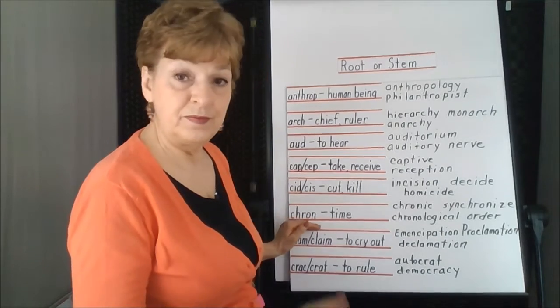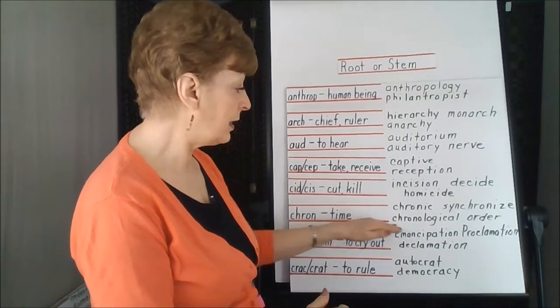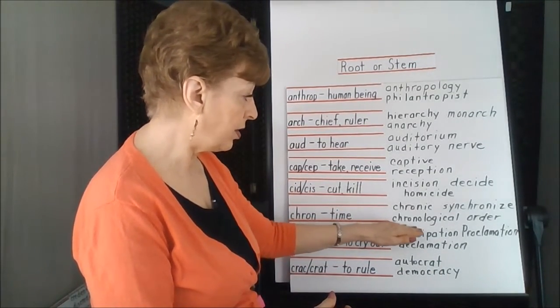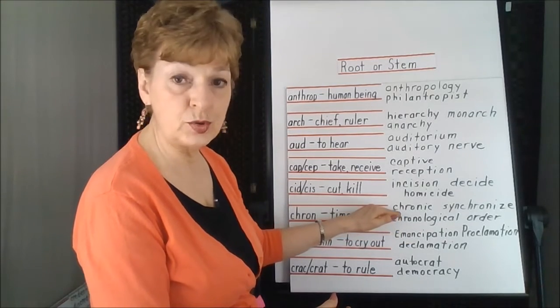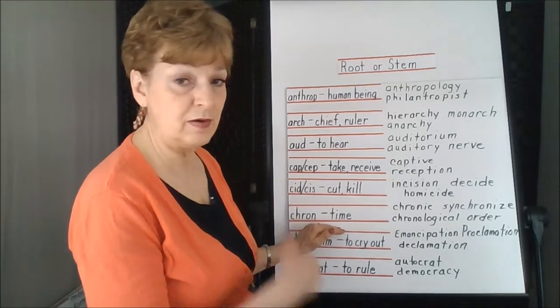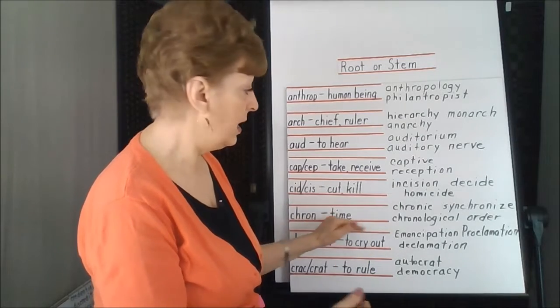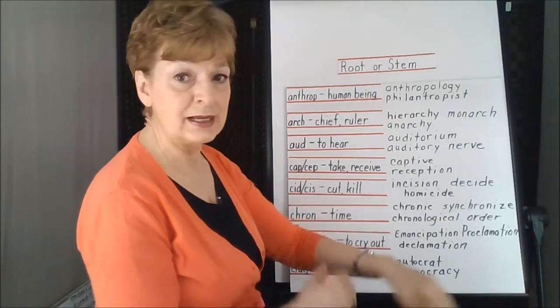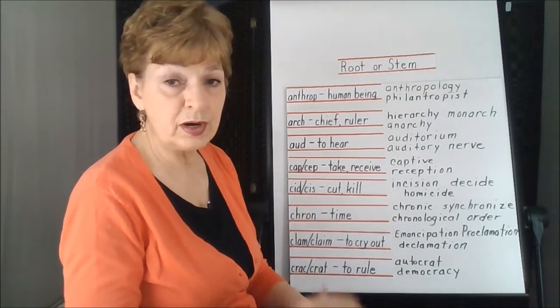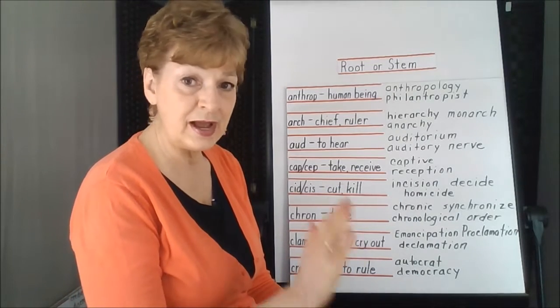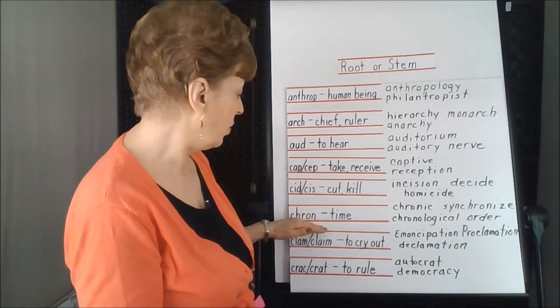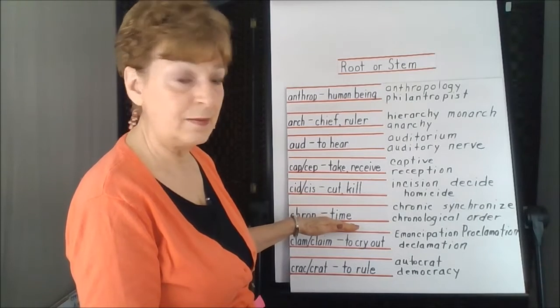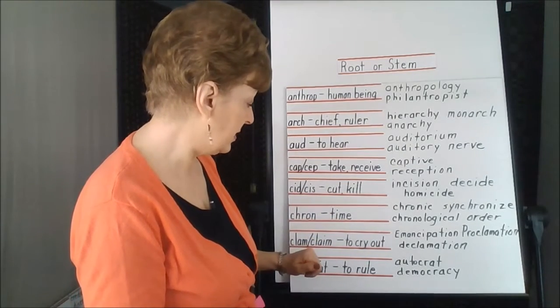Chron, meaning time. Chronology, chronological order. Chronic, if you have a chronic disease, you have the pain all the time. Synchronize, let's synchronize our watches so we meet each other at the restaurant exactly at the same time. So chron, synchronize, we've got the idea of time.